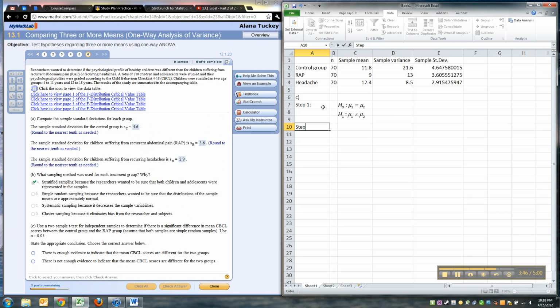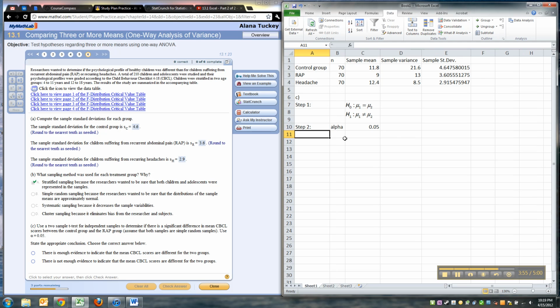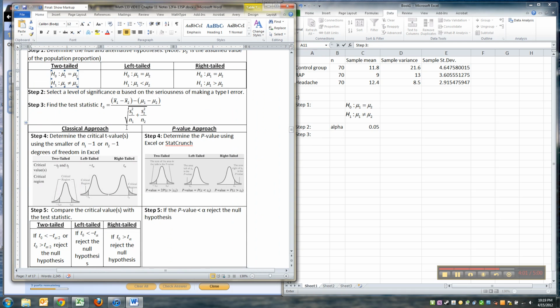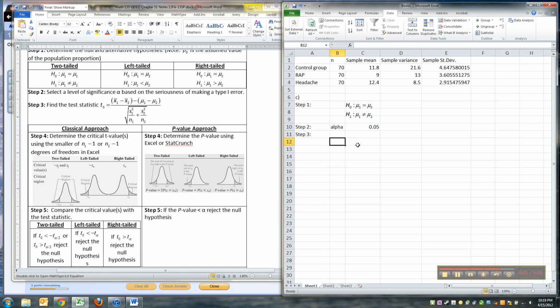Okay, step 2, they gave us an alpha, which was equal to 0.05. Okay. Step 3, let's see what we're going to do next. Find our test statistic, which is this big guy right there. So I'm just going to put him in here for my own sanity. All right, so we got to find that.